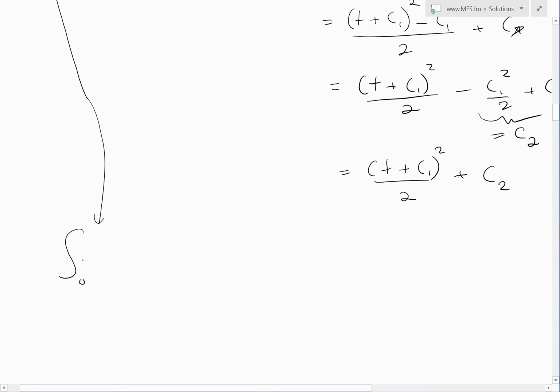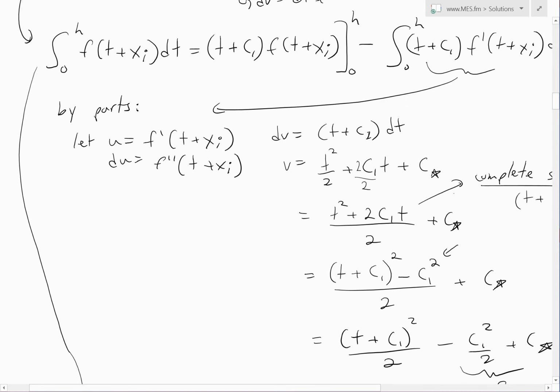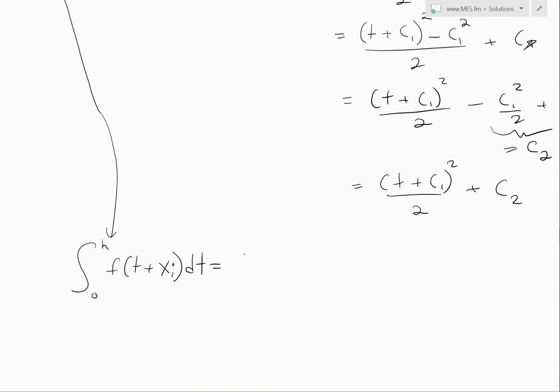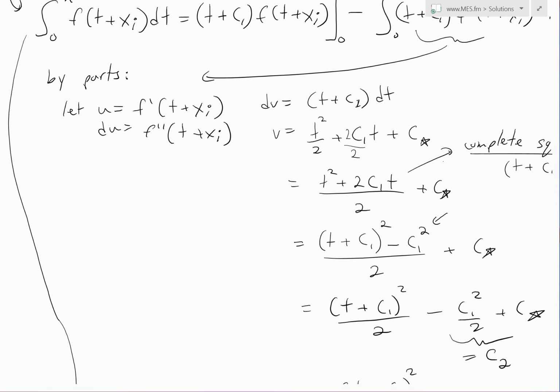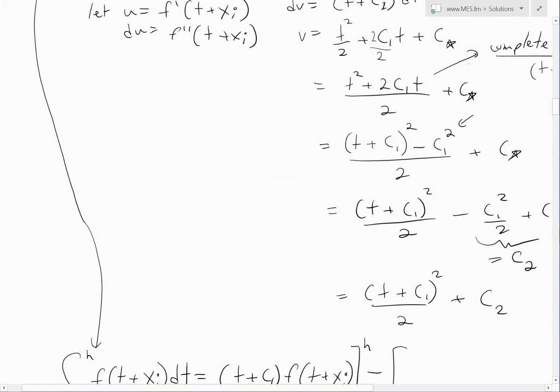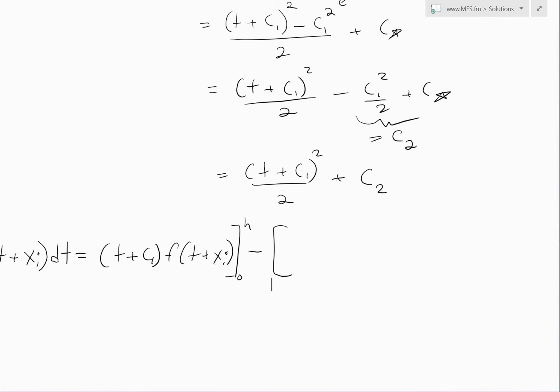So we get the integral from 0 to h of f of t plus xi dt is equal to, so we write the first term right here, which is basically t plus c1 times f of t plus xi, and this is from 0 to h. Then we have to subtract. Now our new uv is going to be, put this in a bracket like this, f prime, and then our v is this right here. So we're going to have this in front, c1 squared.